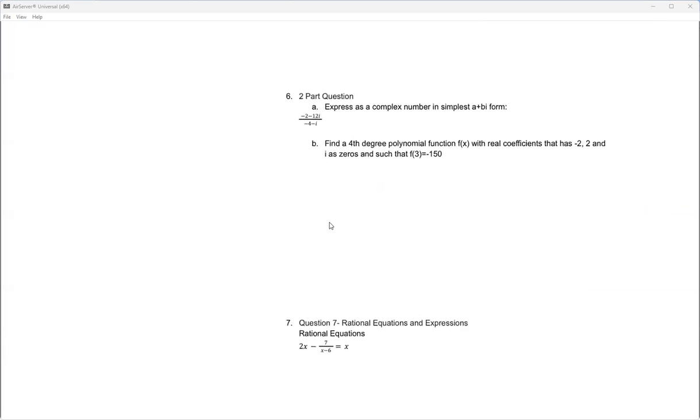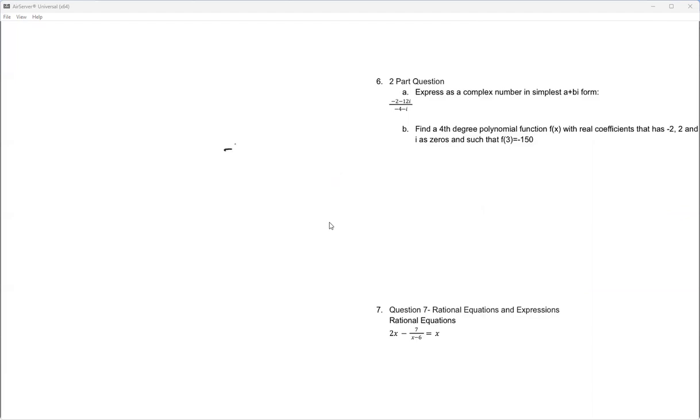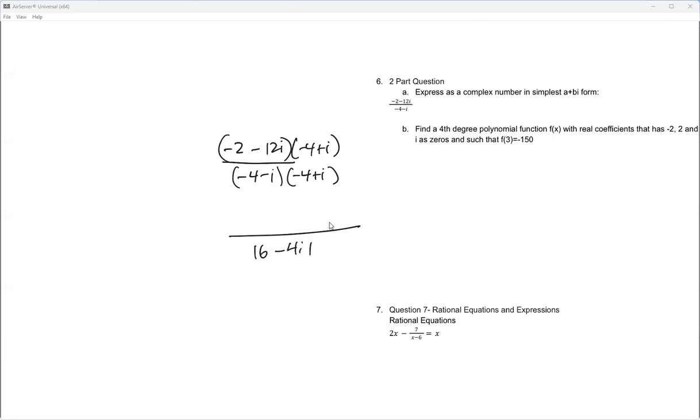Number 6, you have negative 12 minus 12i over negative 4 minus i. Multiply the top and bottom by the conjugate. So on the bottom, it will be 16 minus 4i plus 4i minus i squared. On the top, it will be 8 minus 2i plus 48i minus 12i squared.